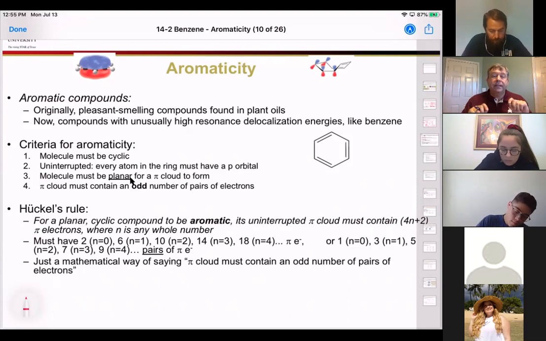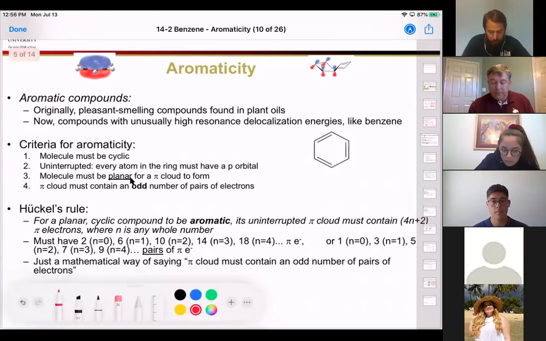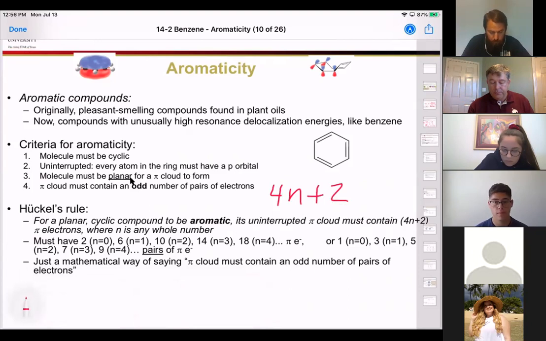And the pi cloud must contain an odd number of pairs of electrons, okay? And so we actually have a set of numbers that we're going to look for when we do this. It's an odd number of pairs, okay? So we're going to look for 1 pair, 3 pair, 5 pair, etc. Okay? And so what that gives us is a nice little way to calculate this, which is what we call the Huckel rule. And so the Huckel rule is 4n plus 2, okay? Now, n can be any number from 0 to 100, okay? We rarely get to that high, but it is any number from 0 to 100.